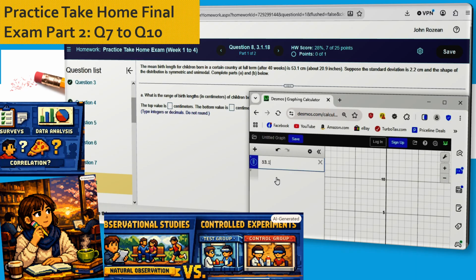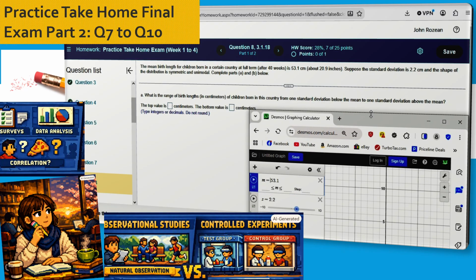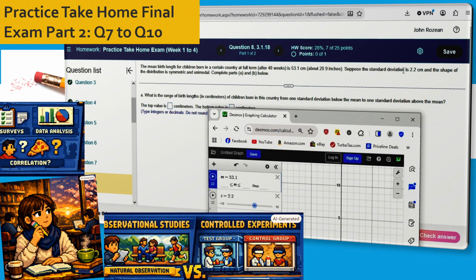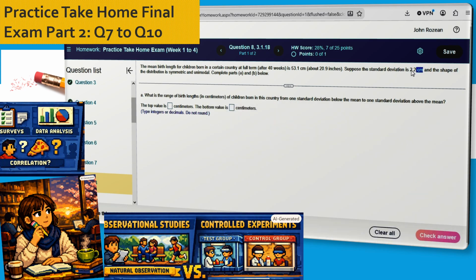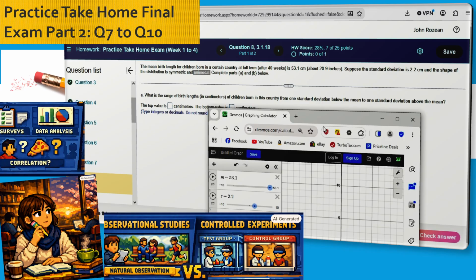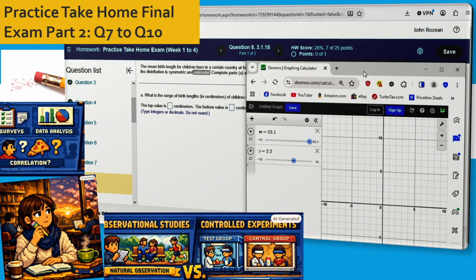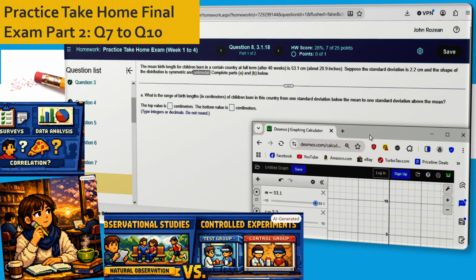I'm not sure I can identify any variables the way I know I can do an S here. The standard deviation is 2.2. So I guess we can let this be an M. And so suppose the standard deviation is 2.2 centimeters and the shape, okay, here we go, it's symmetric and unimodal. So that means we can apply the empirical rule. But again, this is that fantasy land of the normal curve.